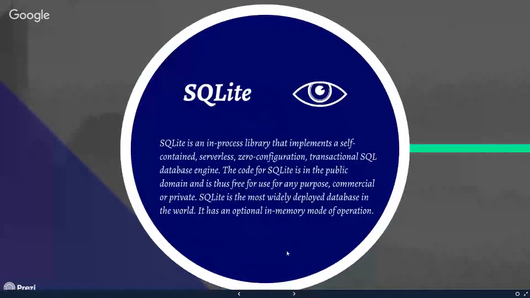Also SQLite. SQLite is an in-process library that implements a self-contained, serverless, zero-configuration, transactional SQL database engine. The code of SQLite is in the public domain and is free for use for any purpose, commercial or private. SQLite is the most widely deployed database in the world. It has an optional in-memory mode of operation.